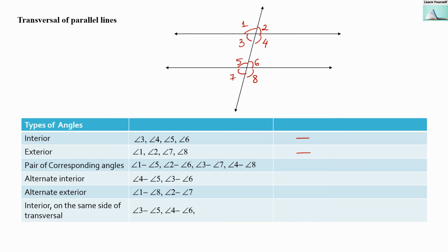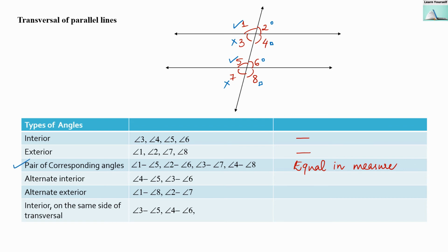Pair of corresponding angles, so they are always equal in measure. Now what all are the pair of corresponding angles? Angle 1, angle 5, this is the first pair. Angle 2, angle 6 is the second pair. Angle 3, angle 7 is the third pair, and angle 4 and angle 8 is the fourth pair. So this pair of angles are always equal in measure. That means if angle 1 is 60 degrees, then angle 5 is also 60 degrees. So that you have to remember. So this is the first property.